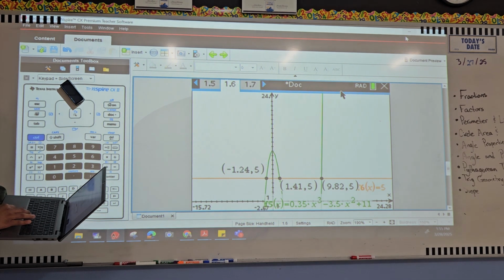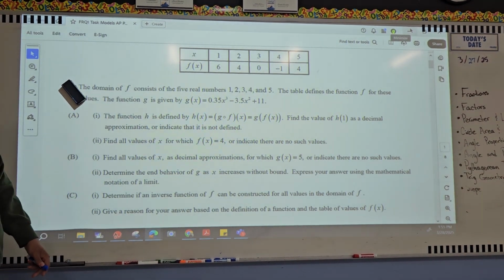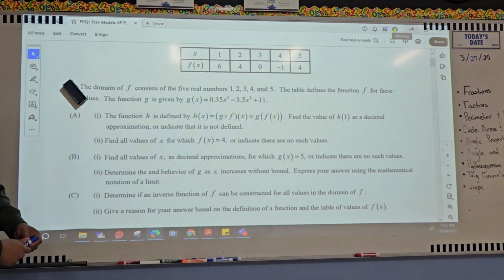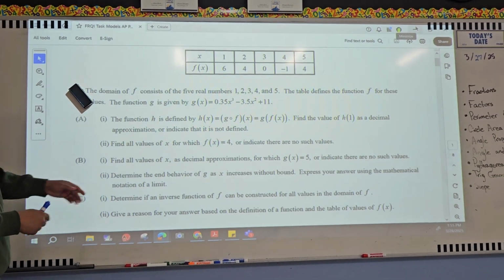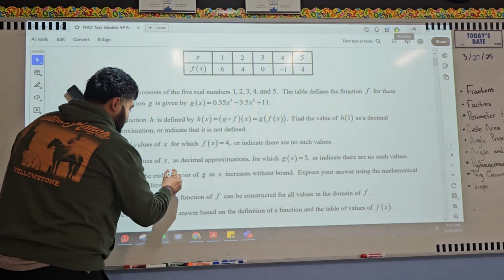I believe that is it for that part. So just keep that in mind. That is B1. What about B2? These are my favorite ones because you guys master these.